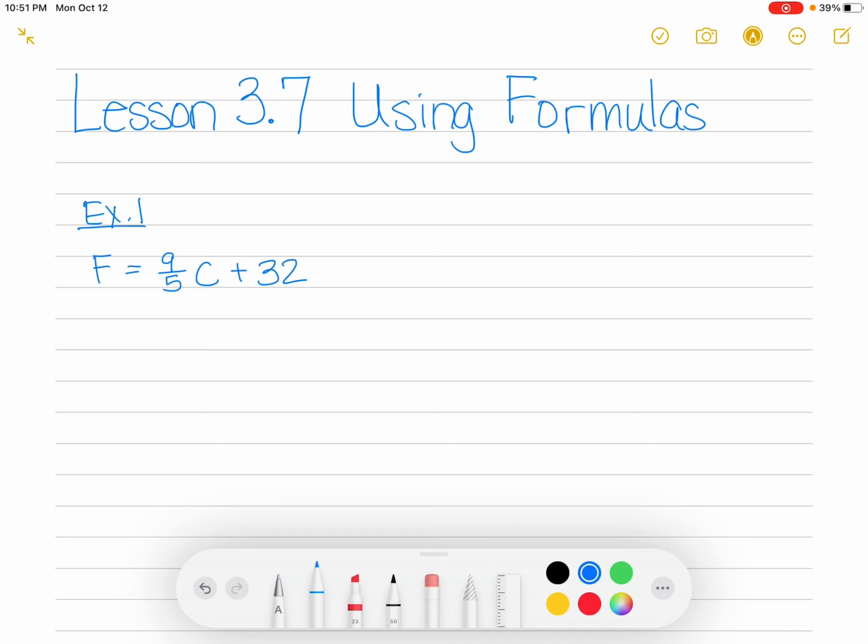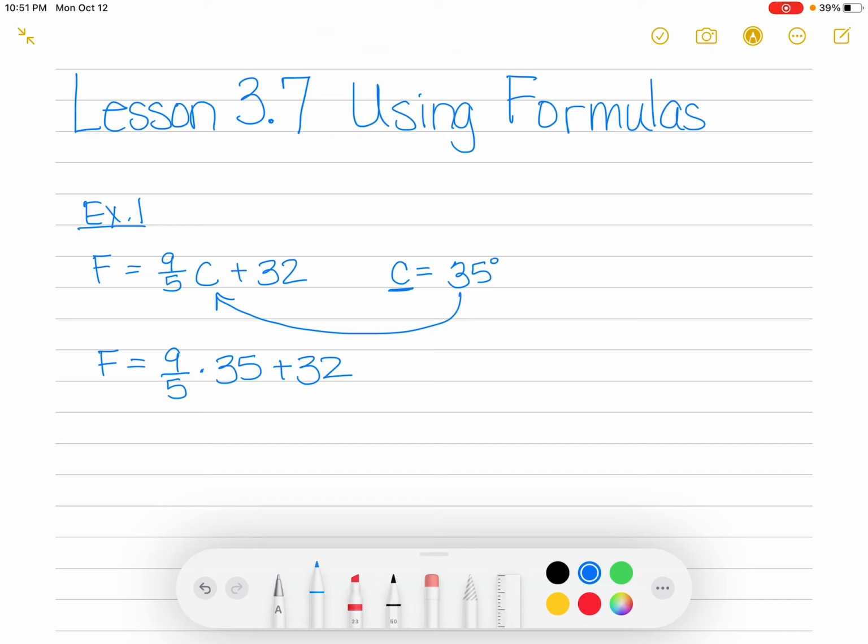So F is the Fahrenheit temperature and C is the Celsius temperature. So let's say your problem told you that the Celsius was 35 degrees. Then what you're going to do is take that Celsius of 35 degrees and plug it into this formula. So you're going to put it in place of the C. So that means it's going to change to look like this: F equals 9/5 times 35 plus 32.